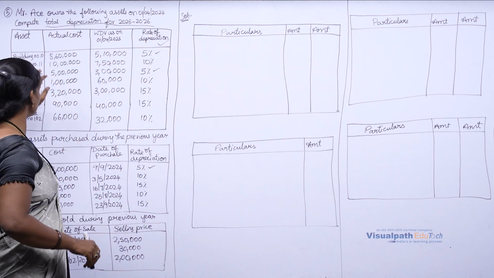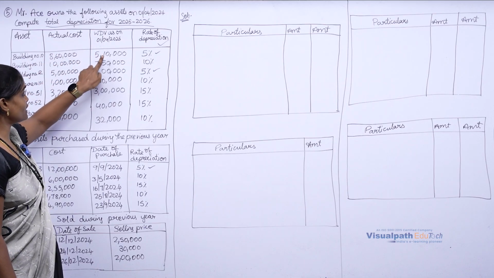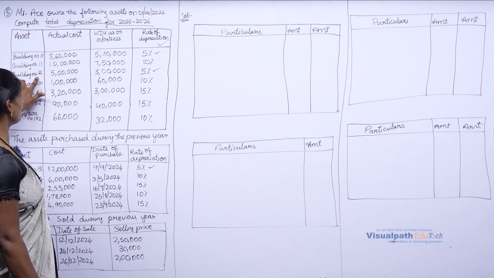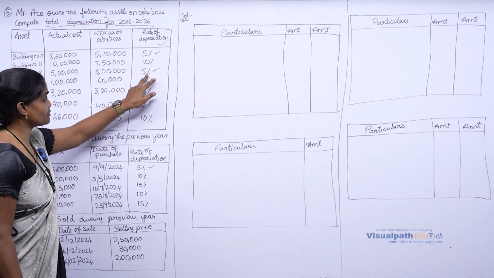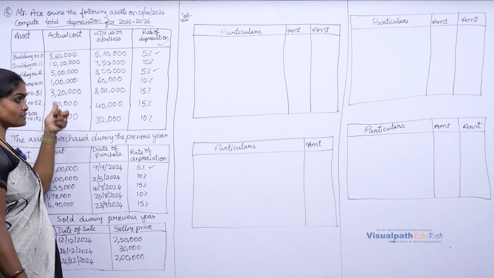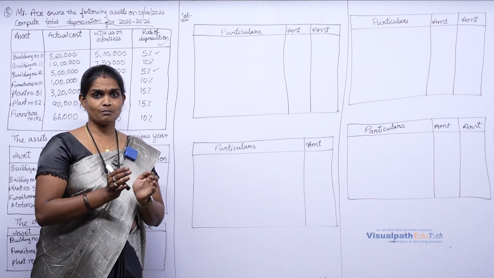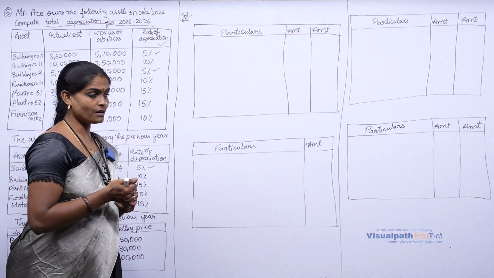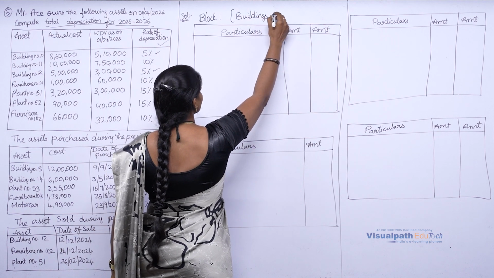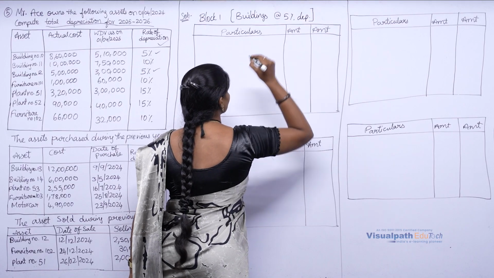What have been purchased? Building number 10. Actual cost is 8,60,000. Written down value is 5,10,000. Rate of depreciation is 5%. Then next, building number 12. Here rate of depreciation is 5%. So next, the third one is building number 13. So these all are buildings. So the depreciation rate is 5%. So this all can be put together under one block. Okay. Let us write block: buildings at 5% depreciation. Clear?